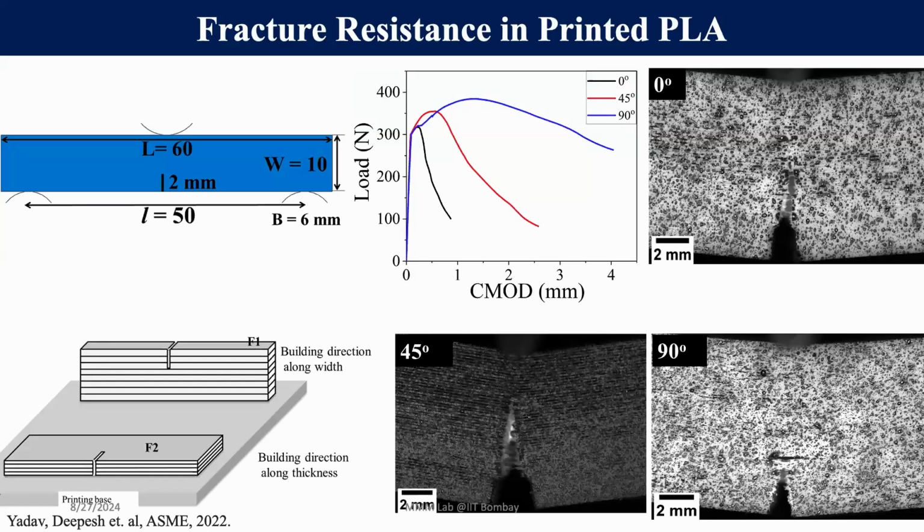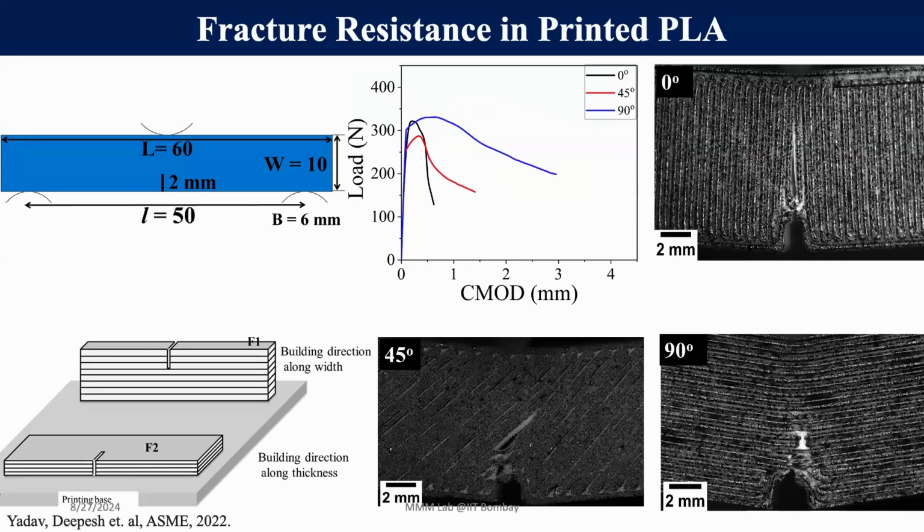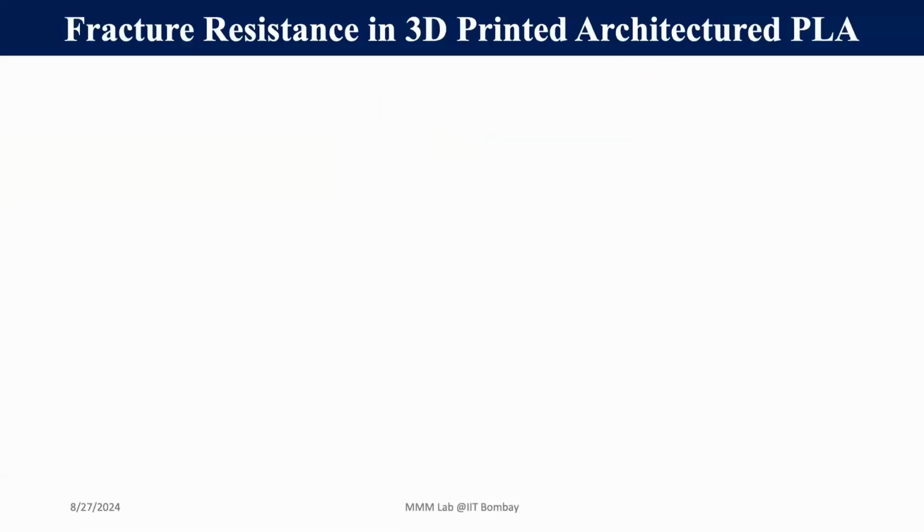Now talking about inbuilt architecture in 3D printing, when you have the raster at 90 degrees, there is a deflection in the crack that leads to an increase in the load bearing capacity compared to 0 and 45 degrees. But when you have the orientation in a different direction, the crack will interact at the interface, and the crack propagates in a catastrophic manner. So that's why the load bearing capacity at 45 degrees is the least compared to 0 and 90. But here the 90-degree case is coming out maximum.